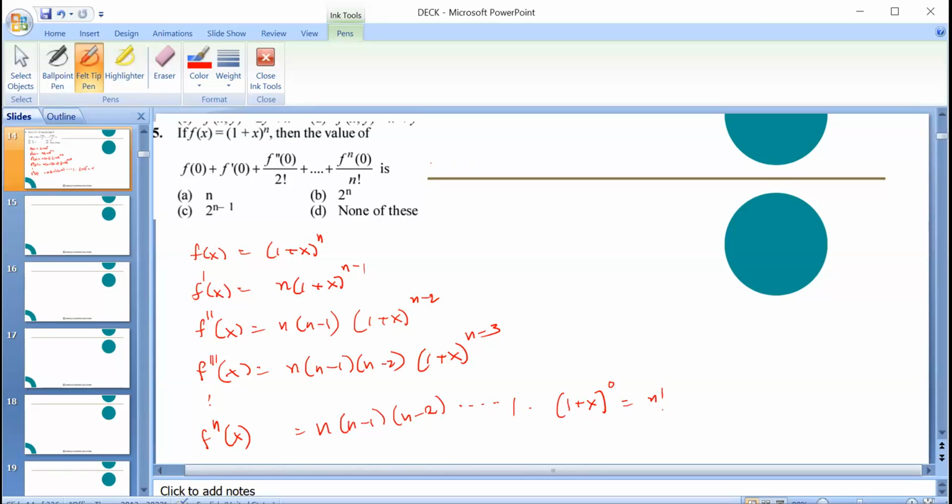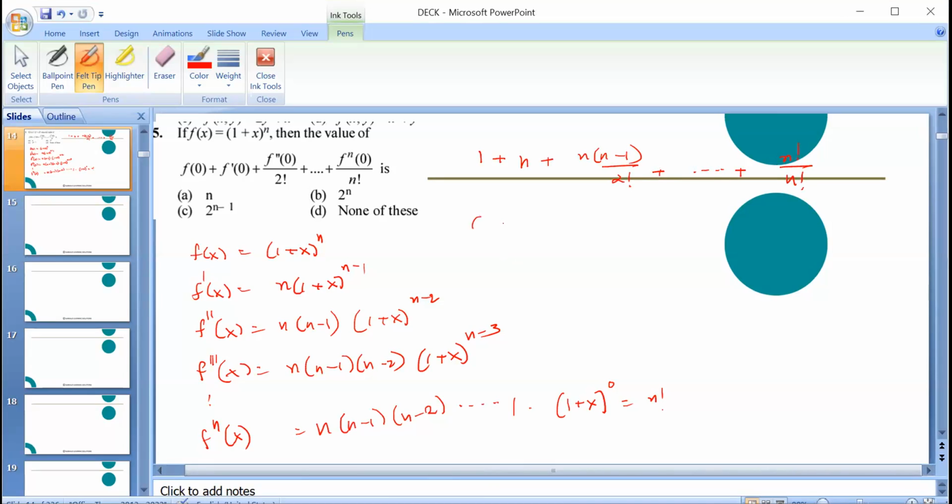So what is asked in the question? You put 0 everywhere. F of 0 is 1. F prime of 0 is n. F double prime of 0 is n into n minus 1 by 2 factorial. F's nth derivative at 0, n factorial by n factorial. This is what we do.